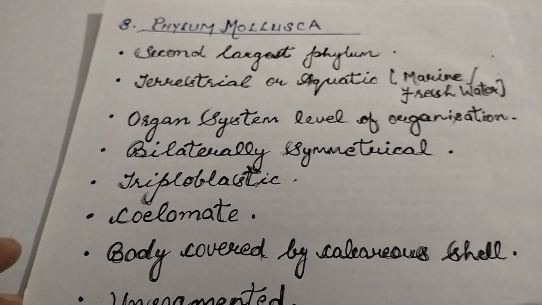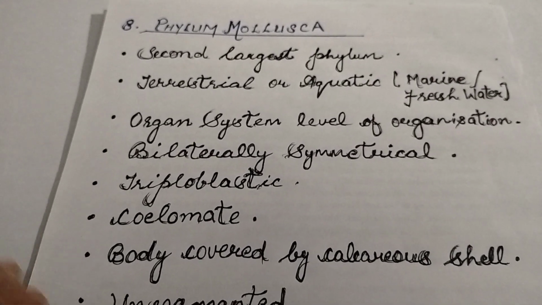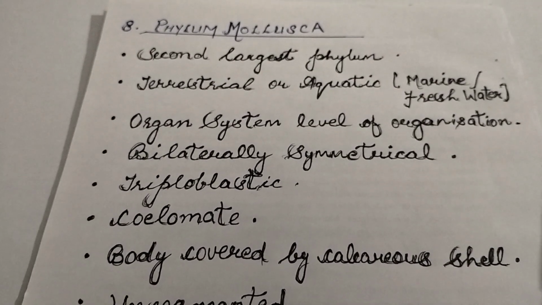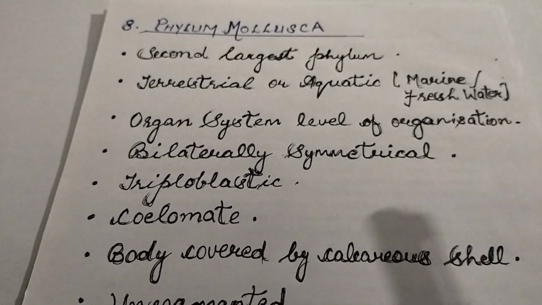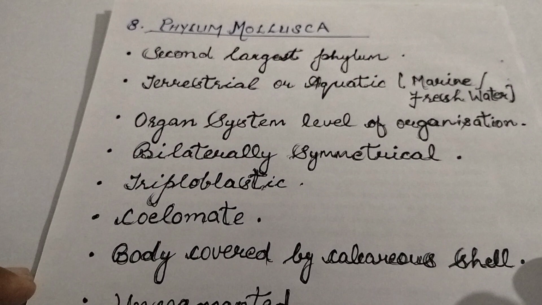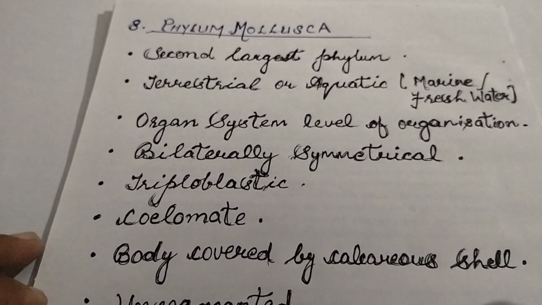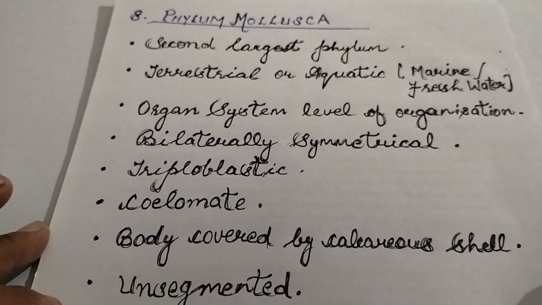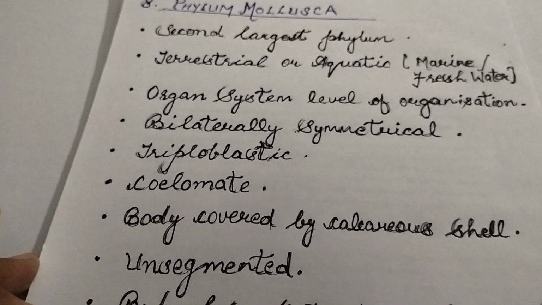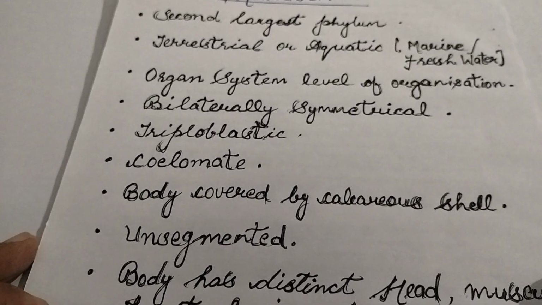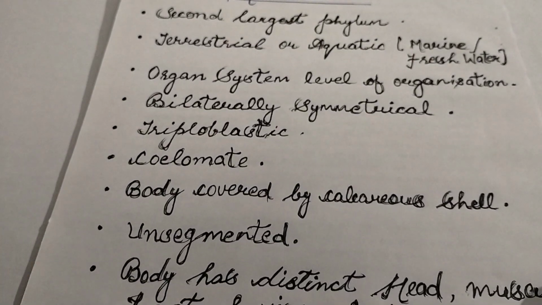Next, organ system level of organization is present. Right now, you might have understood that we are advancing: cellular level, tissue level, organ level, and then organ system level. This is the highest level of organization. So they also show organ system level of organization. Next, they are bilaterally symmetrical, triploblastic, coelomate, and the body is covered by a calcareous shell.